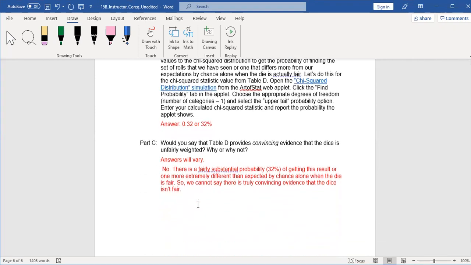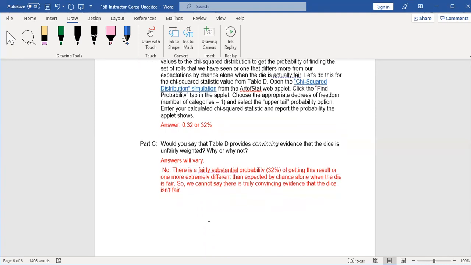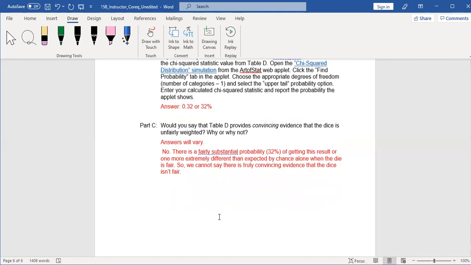Part C: would you say that table D provides convincing evidence that the dice is unfairly weighted? Why or why not? You may have a different answer, but for this table the answer is no, because a 32% chance of getting this result is not very low, and we cannot say there is truly convincing evidence that the dice is not fair according to this table.